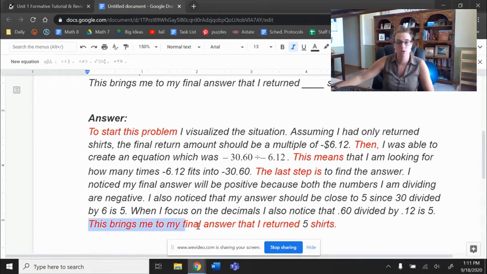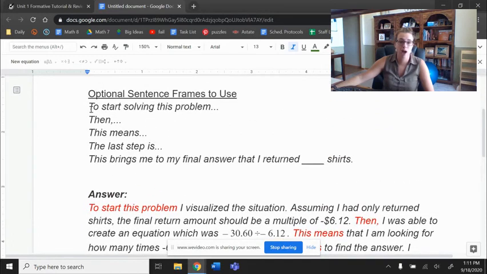Then I just used the sentence frame at the very end for my final sentence and plugged in my correct answer. So that's an example of how you can use these sentences. You also don't have to use them at all. You can use one and none of the others. You could use almost all of them, but not feel like one of them fits. They're just some starters to help you get started writing.